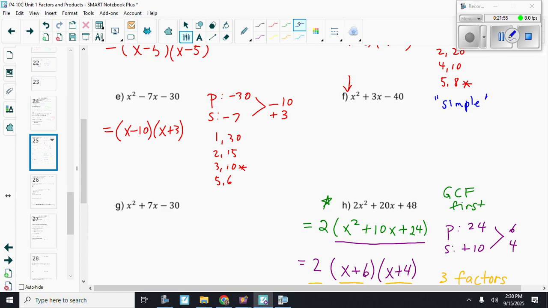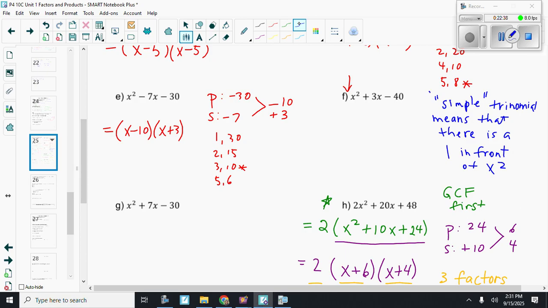Okay, simple trinomial. Did I say that correctly? There's no number in front of the x squared. Is there technically a number in front of the x squared? Yeah, technically there's a 1, but we don't write in the 1. So simple trinomial means that there is a 1 in front of the x squared, which we don't write in. That means we have a simple trinomial.